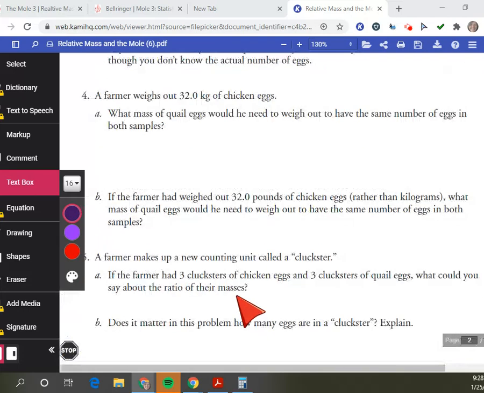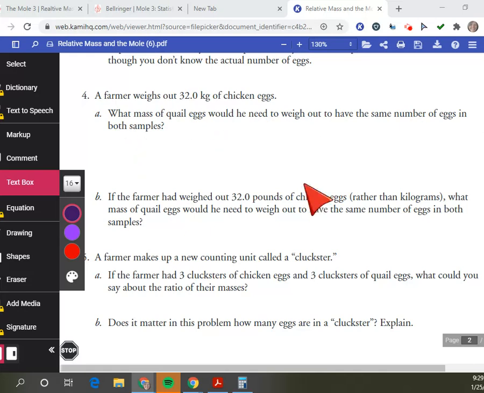All right. I'll pause for a second while I hear typing. All right, so number 4. A farmer weighs out 32 kilograms of chicken eggs. What mass of quail eggs would he need to weigh out to have the same number of eggs in both samples?